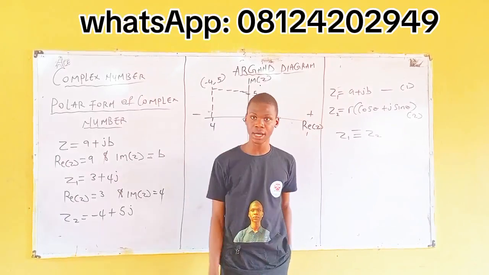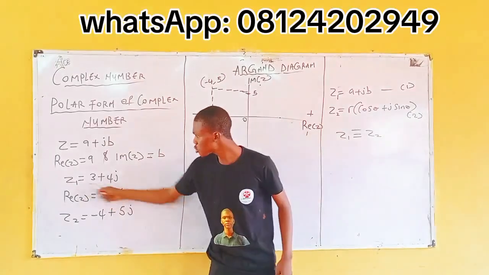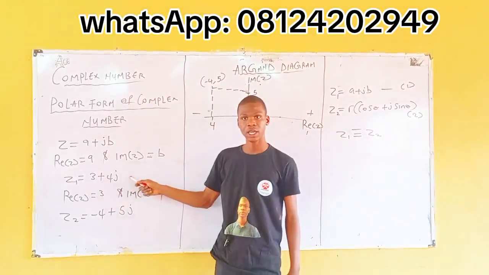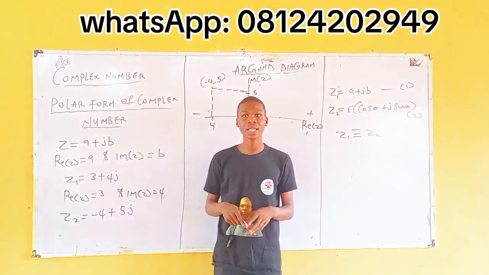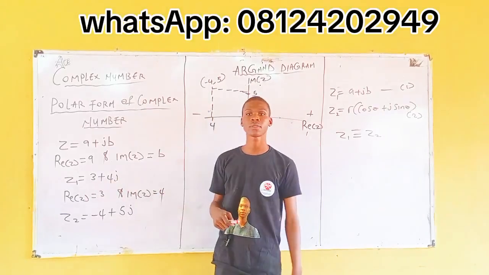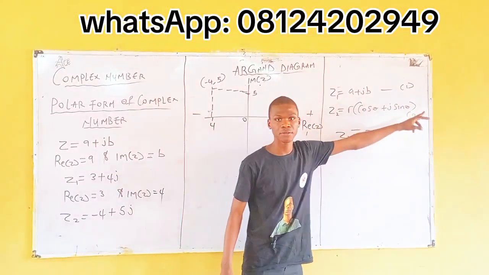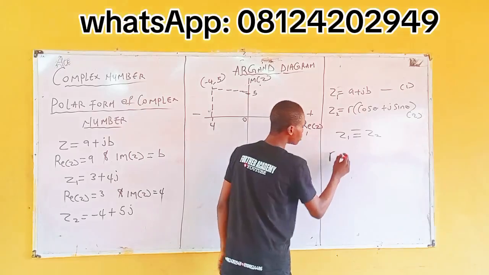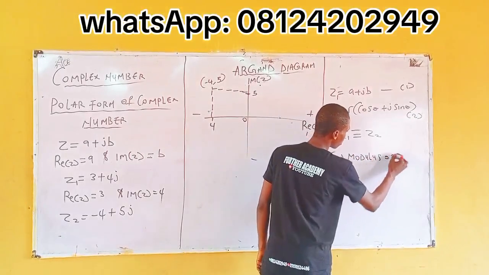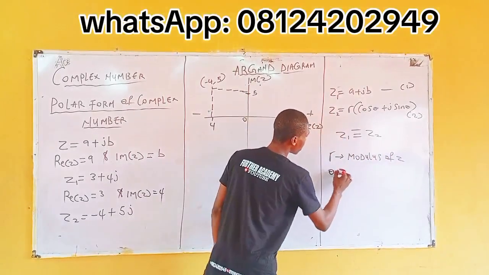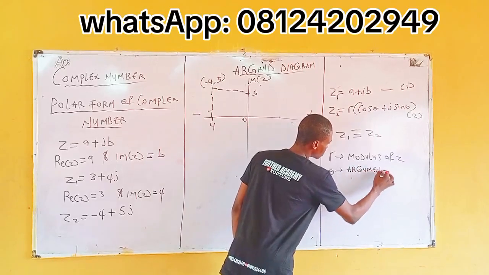You use both of them, you still get the same answer. Exactly, you still get the same answer. Meaning this number 1 is equivalent to this. What it means is that for this question given to you, 3 plus 4j, you can express it in polar form, and the answer will still be the same. By the time we convert, we still get 3 plus 4j. But before then, let's see how this is derived. From here, your r is called the modulus of z. Theta is called the argument of z.